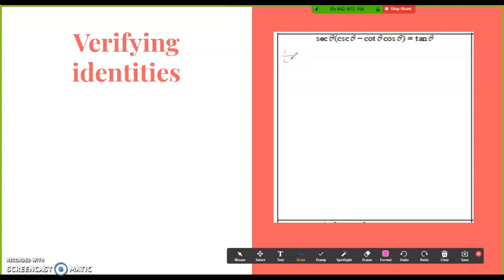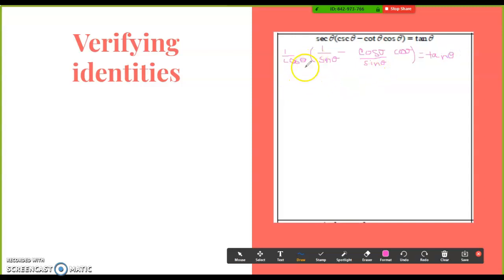So I know this is 1 over cosine of theta times 1 over sine of theta minus cosine of theta over sine theta times the cosine of theta. And this should be equal to tangent of theta.